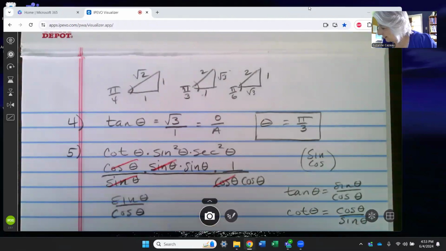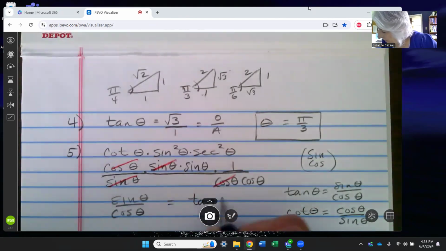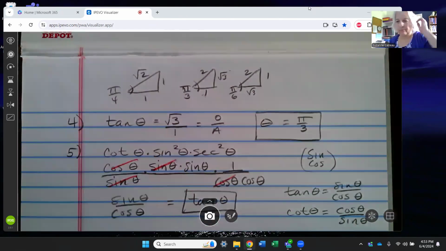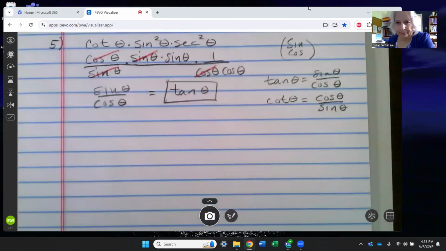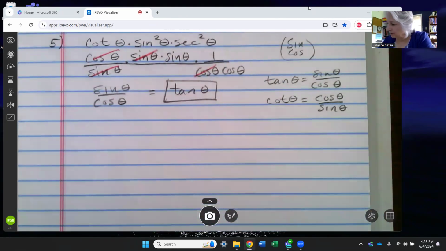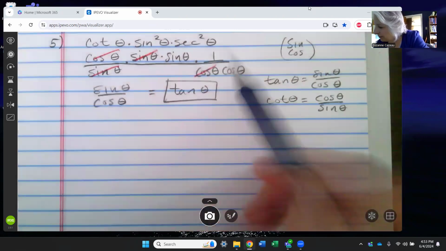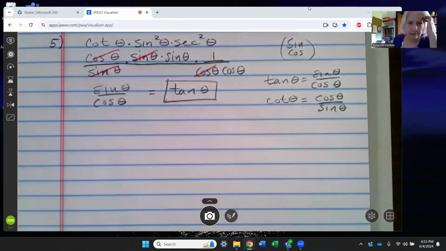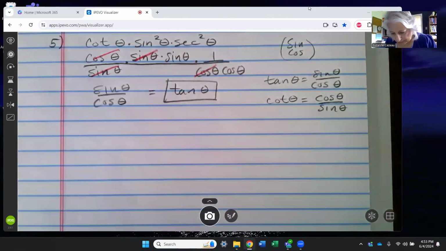Oh, I know what that is. Tangent, right? Okay. Tangent of theta. There you have that. Move the page up. Yeah. So we got one sine to cancel, one cosine to cancel. You get sine over cosine, which is tangent. All right. Here's number 5. Number 6. What do we got for number 6?